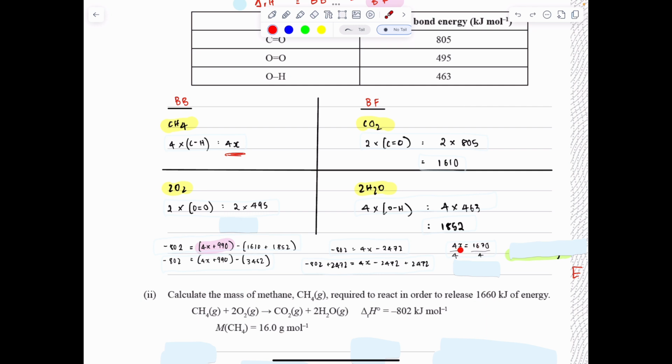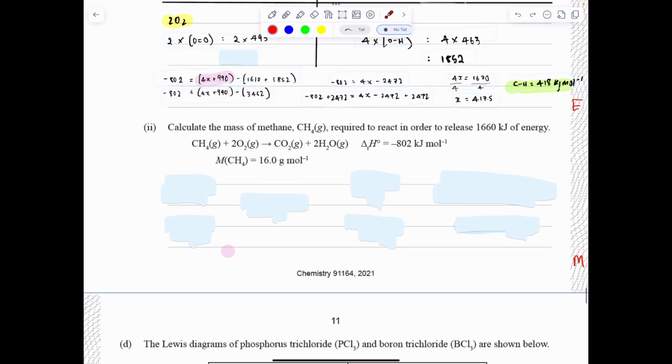To get x on its own, I can divide this side by 4 and cancel this out. And that means I have to divide this side by 4, and that results in x equals 417.5. Three significant figures will give us 418, and that's kilojoules per mole, and that's how much this bond is worth, and that gives us an excellence.